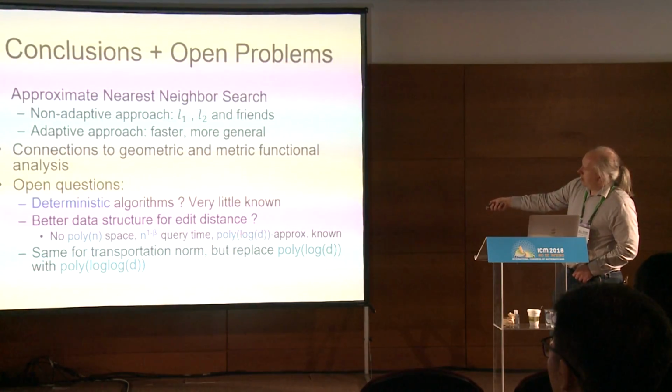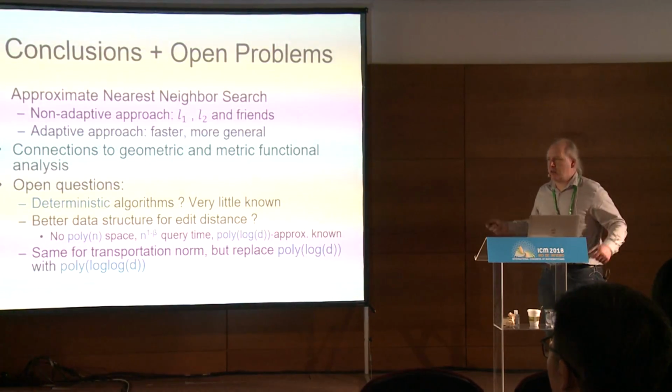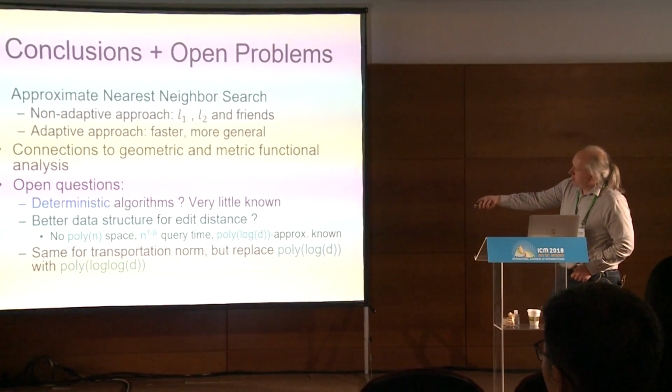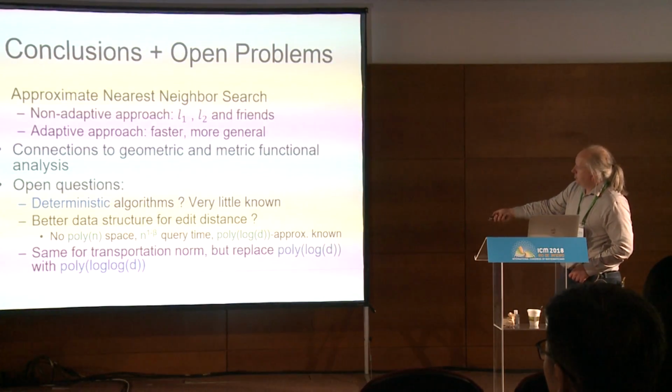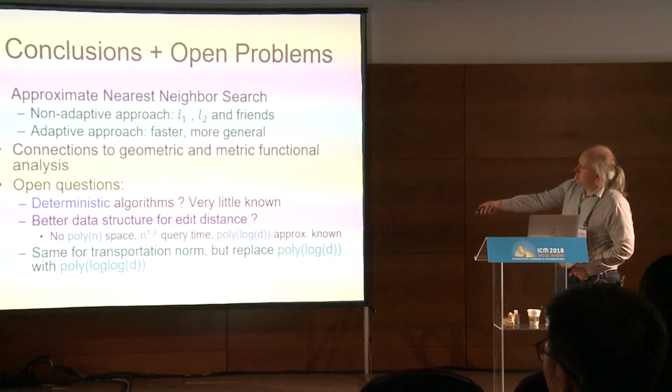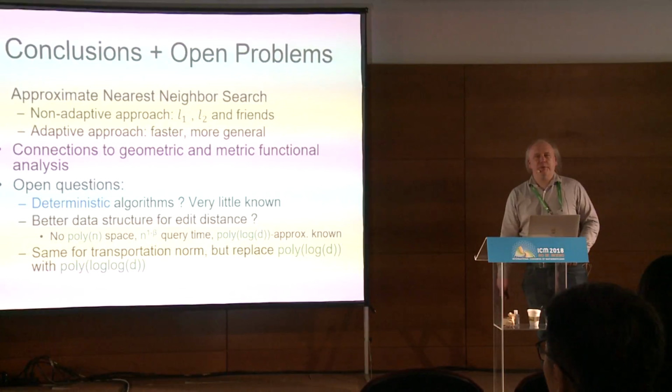So you can get an approximation, which is roughly 2 to the square root of log d, but getting something even polynomial in log d is a major open problem. We don't know it. And the same question holds for the transportation norm, except that in this case, log d is known. It's a norm. But getting something which is significantly better is still an open problem.